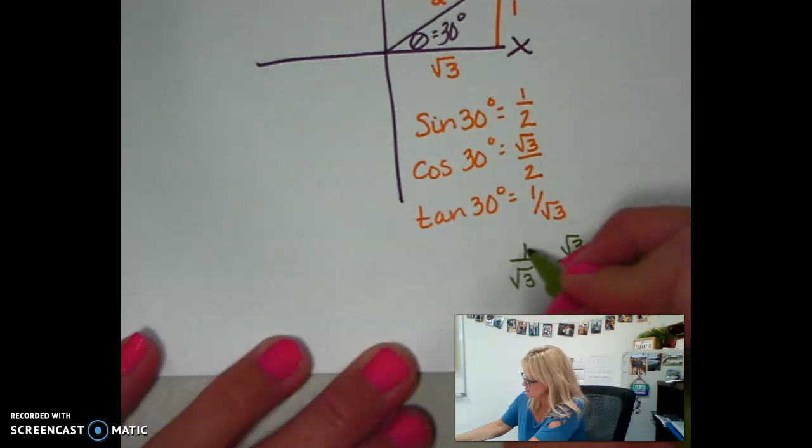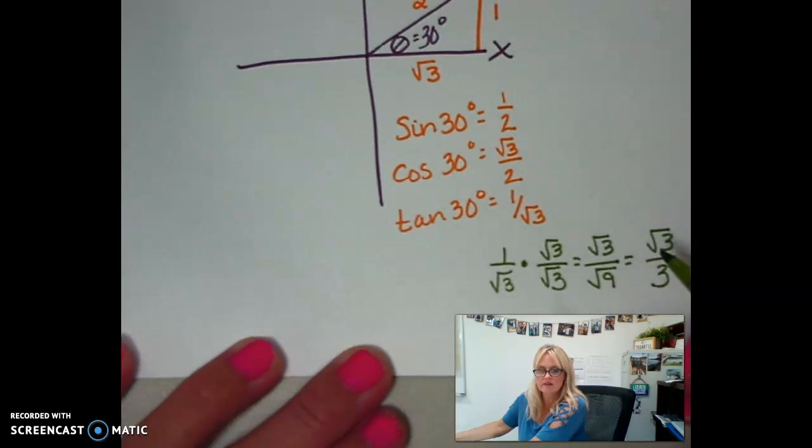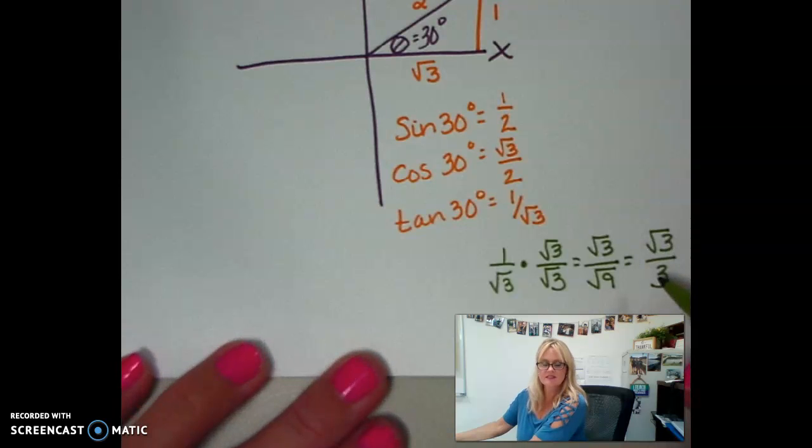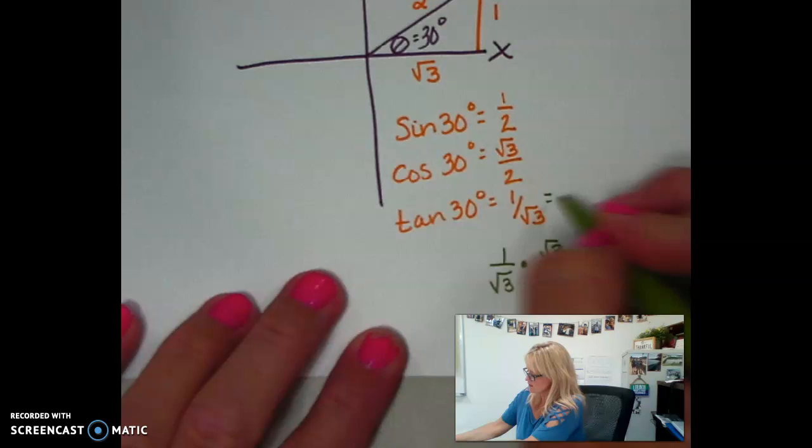And now when I multiply the top, 1 times the square root of 3 is the square root of 3. And on the bottom, because they're both radicals, I can combine them, and I get the square root of 9. But you all know that the square root of 9 is equal to 3. Why can't I cancel these 3's out? Because this is a radical and this is a number, and so we cannot cancel them, and that's actually what the tangent of 30 degrees is equal to.